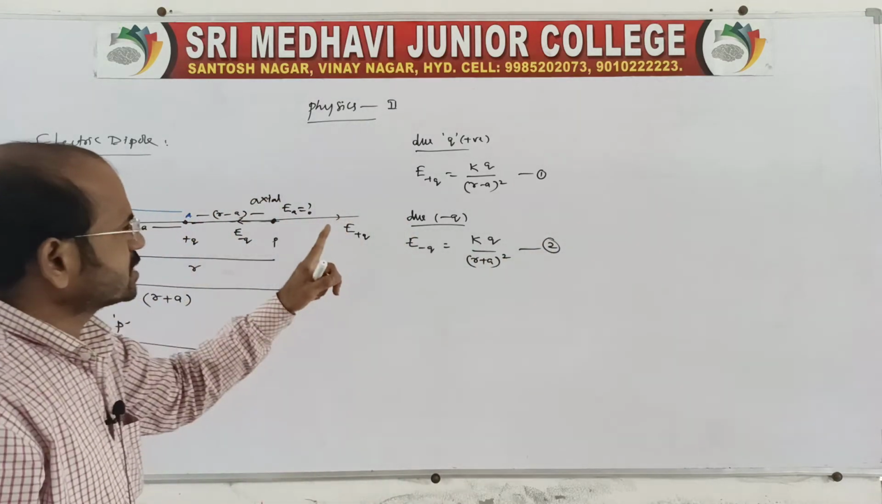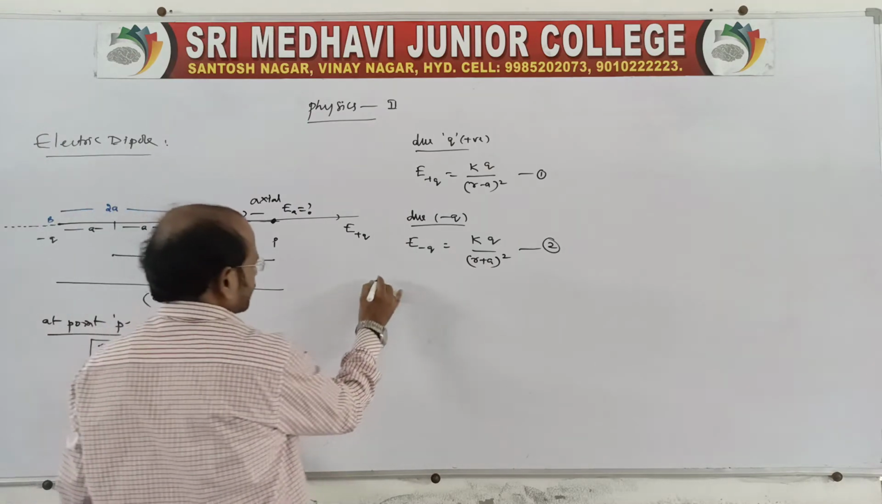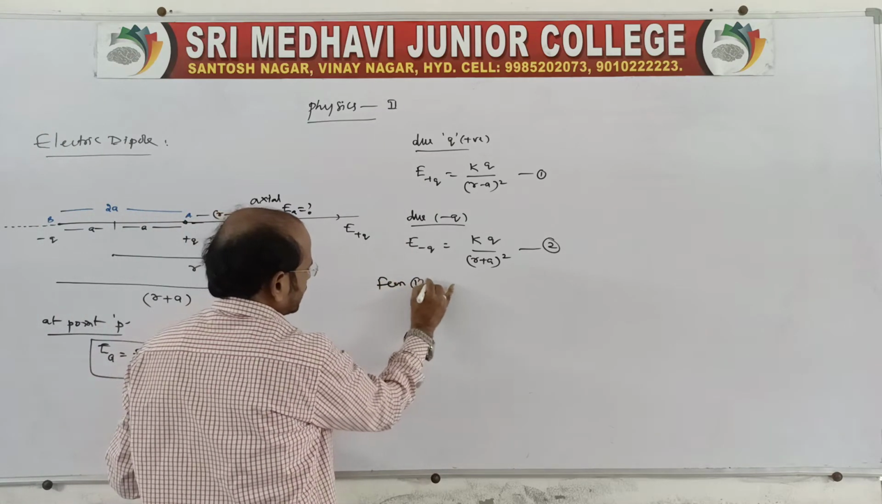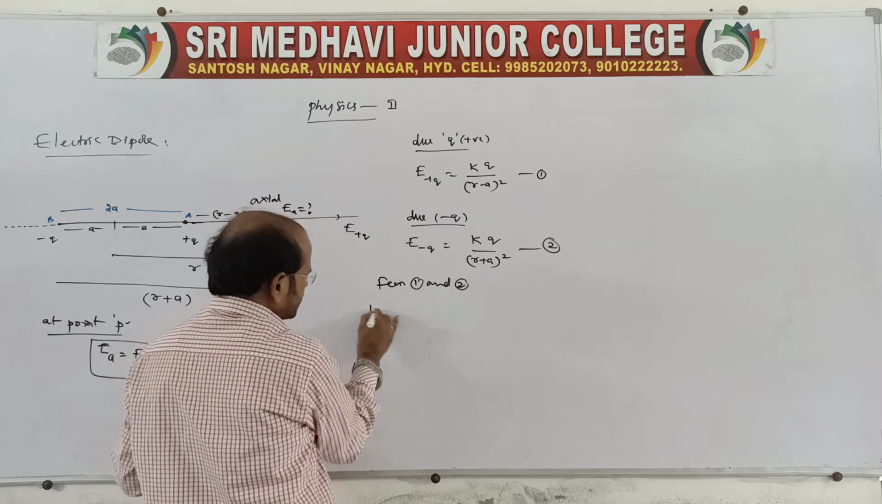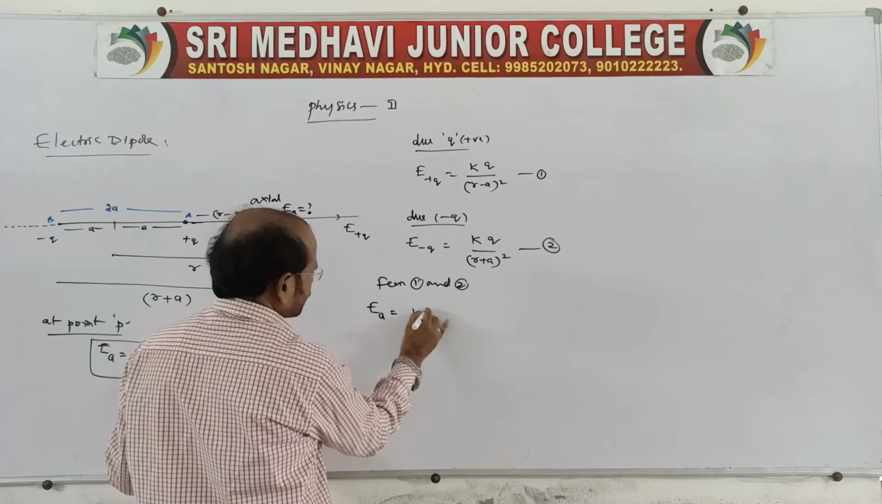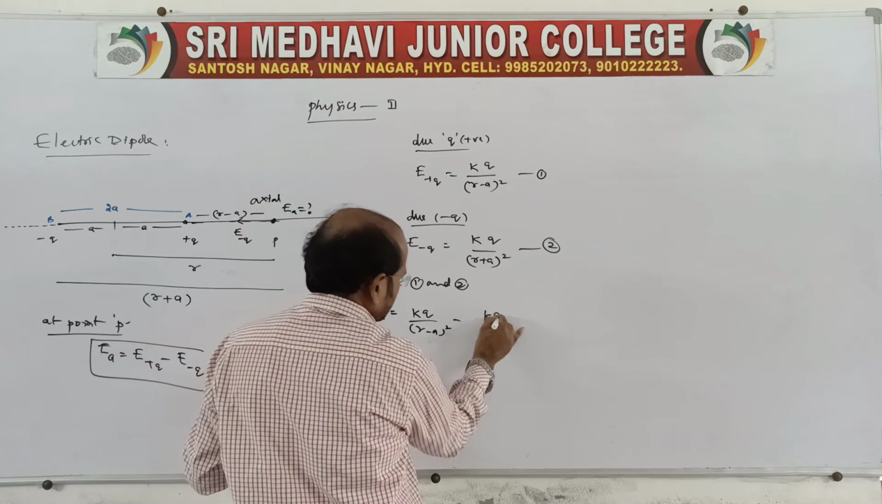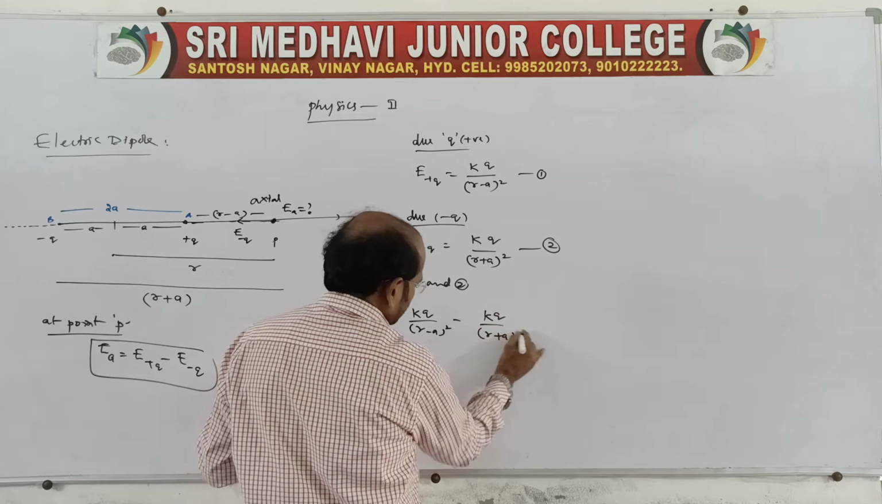Now we know two equations. Now you substitute in the axial line equation. From 1 and 2, E axial is equal to E plus q, that is kq by r minus a whole square, minus kq by r plus a whole square.